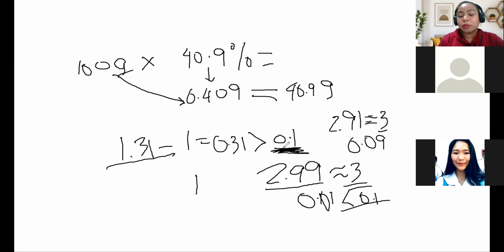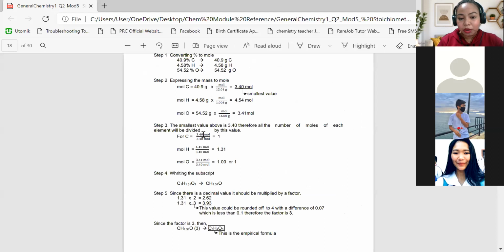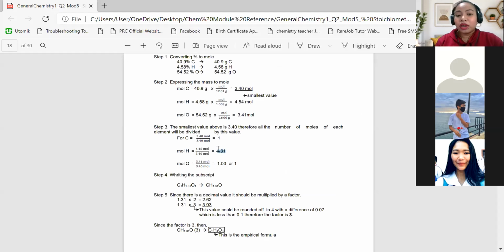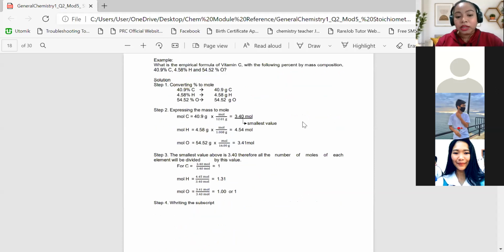But if the difference is more than 0.1, you must write the number as it is. Understood? When equal, it is better, you will not be confused. 3.40 divided by 3.40 is equal to 1, so there is no problem. The problem is when it turns out like this. So you have to subtract it from the nearest whole number if the difference exceeds 0.1. It can be less than 0.1 or more than 0.1, but it cannot go beyond 0.1.